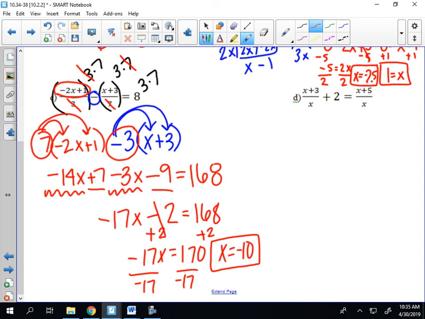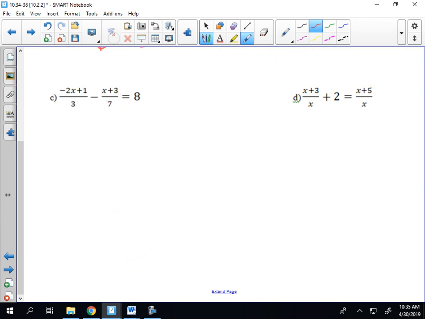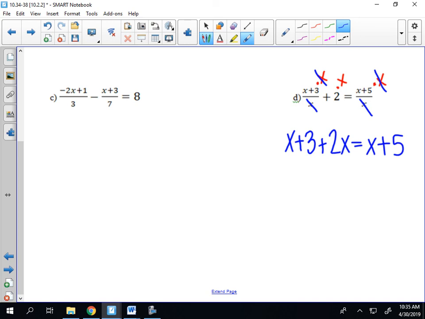Okay, moving on to the last one, letter D. I recognize that I need to multiply by the denominator x, and make sure that you do it to each part. So x divided by x cancels, and I just have x plus 3. Plus 2 times x is 2x, equals x divided by x cancels, so I just have x plus 5. So let's combine anything that we can. I've got an x and a 2x makes 3x plus 3 equals x plus 5.